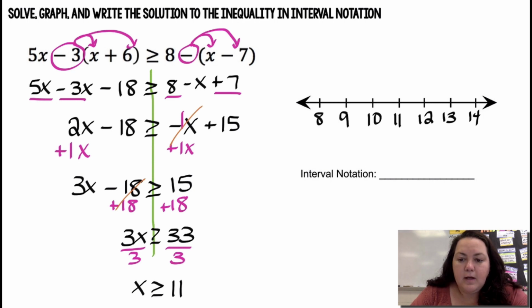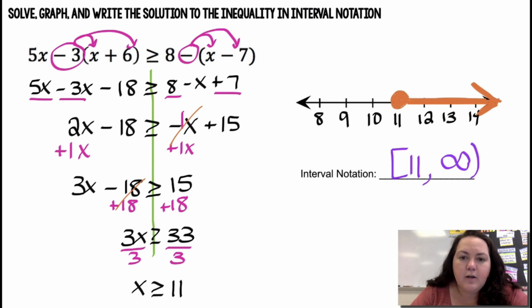Alright, so make my number line. At 11, I have greater than or equal to. So because it has the equal to, I'm going to do a filled in circle. And I'm shading to the right all the numbers that are greater than 11. I'm including 11, so it's going to be a bracket, and I'm going to positive infinity. Infinities always get a parenthesis.